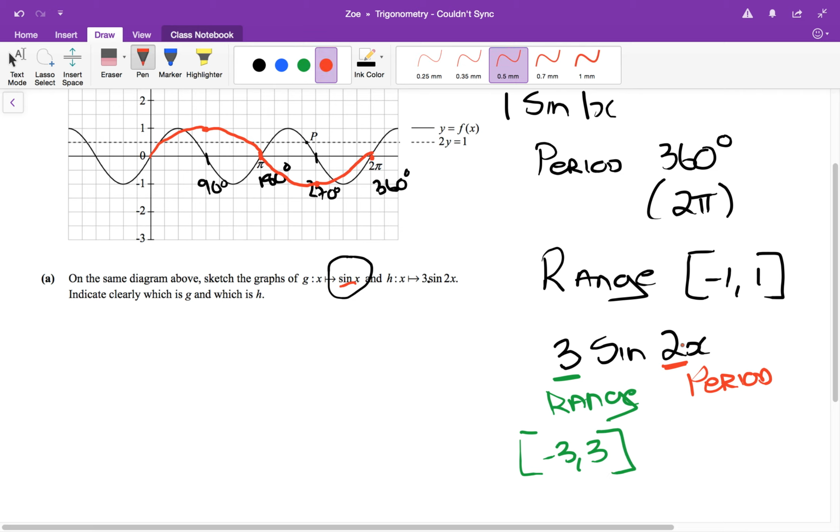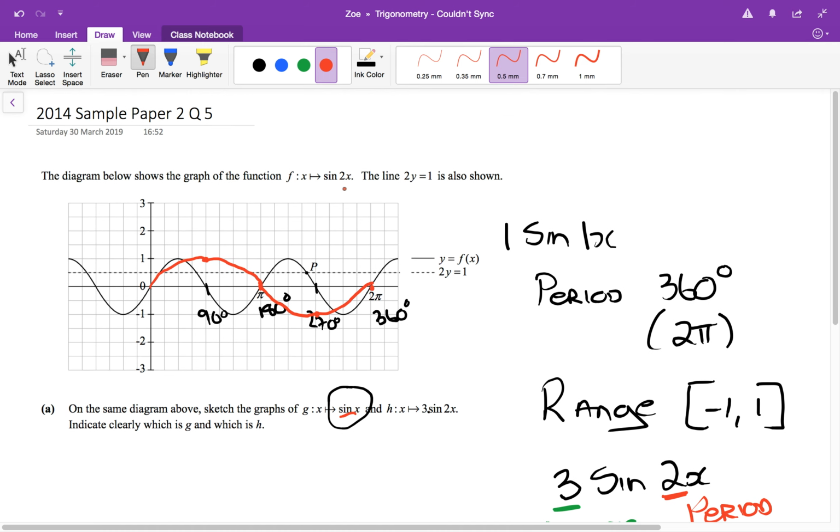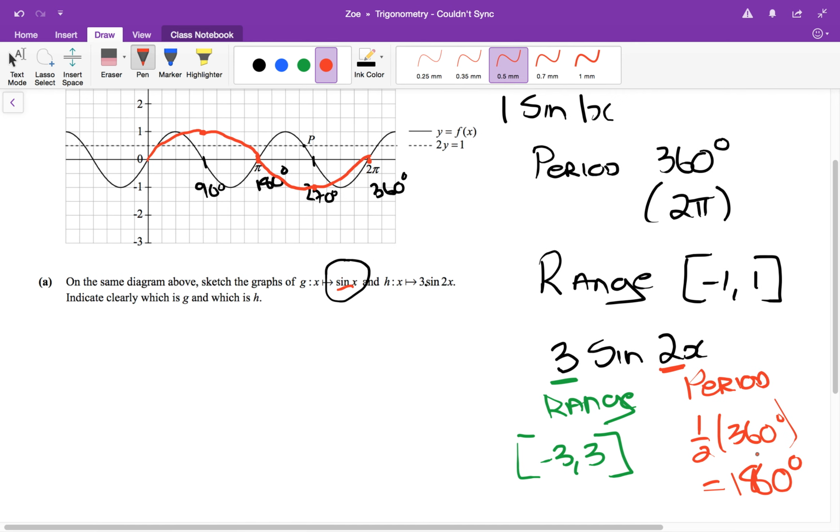The period, so this is 2x, instead of up here it was just 1x. So when you multiply this by 2, you halve the period. So the period is 180 degrees. You'll notice the original graph that was given was a sine 2x graph, so it was 1 sine 2x. Because it's 1 sine 2x, there was no effect on the range, so it still went from -1 to 1. But the 2x would have halved the period, and the entire graph, up to the top, down to the bottom, and back, was finished in 180 degrees, which is what I said the period would be.